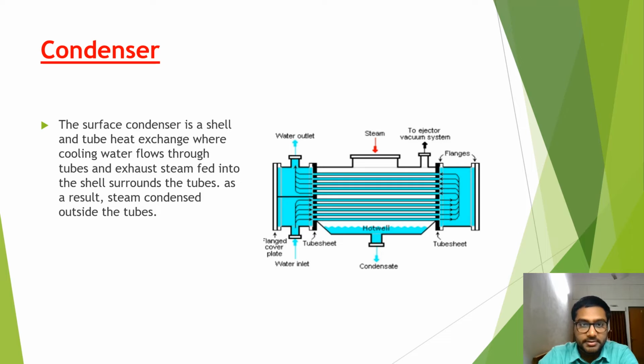Okay, now talking about the condenser. Here is the definition that you can read through, but in general words, we can say that a condenser is a device or a part of the thermal power plant that converts the steam into fresh water, to reuse it again.